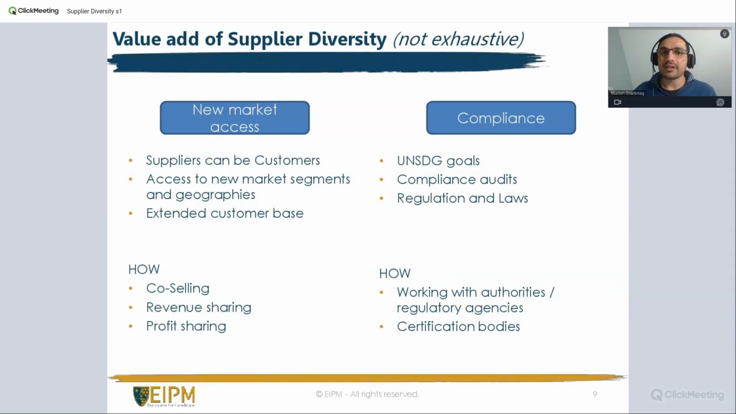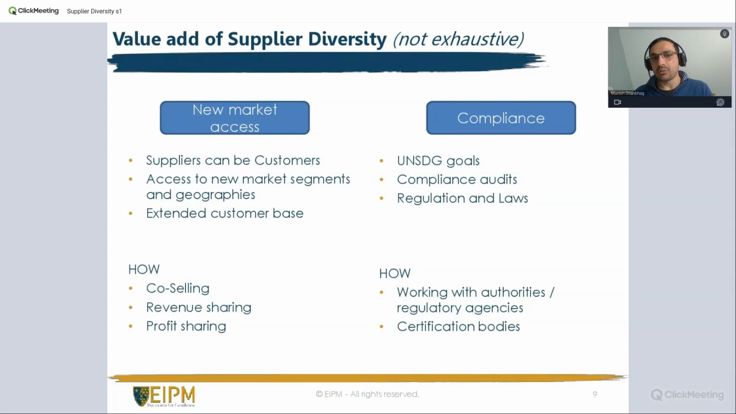And then finally, you have compliance. So as a part of the United Nations Sustainable Development Goals, UNSDGs, you're compliant with that. You're also compliant with certain audits that you might have. There are certain rules and regulations. We'll just talk about that in a bit in the next couple of slides. But there are certain rules and regulations, government agencies, regulatory agencies that have come up with certain laws and regulations, and you're already compliant with that when you have an SD program in place.